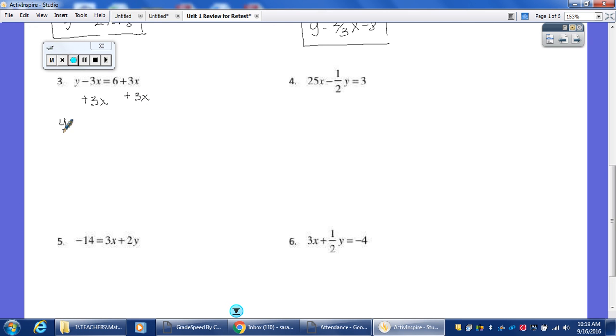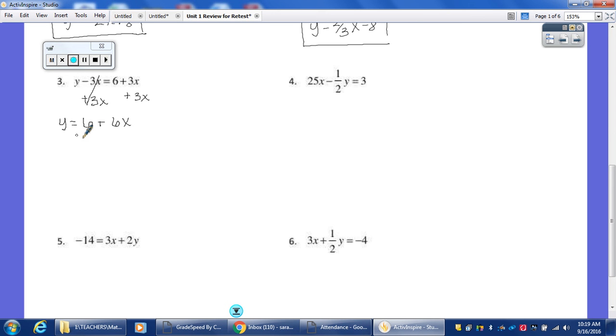And I get y is equal to, this is 6 plus 6x. The 3x goes away over here. Notice that I added it to the 3x over here, not to the 6. That's because the 6 doesn't have an x, so it stayed exactly the same. 3x plus 3x is 6x.